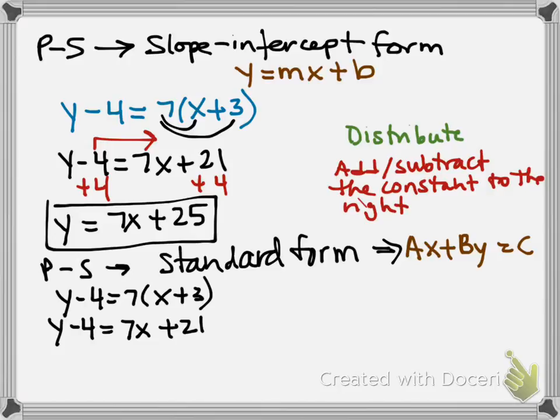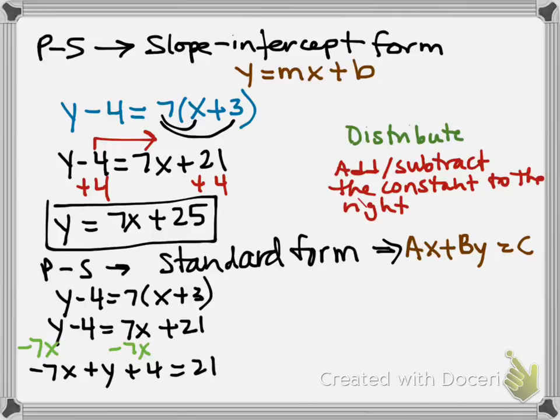Okay, so what does standard form tell me I have to have in my equation? X and Y. Give me more about x and y. What about x and y? X has to be in front of Y. Okay, so I need x and y together, and x has to be in front. So let's start with that. So let's go ahead and subtract 7x from both sides, and that gives me negative 7x plus y minus 4 equals 21. Okay, now what?